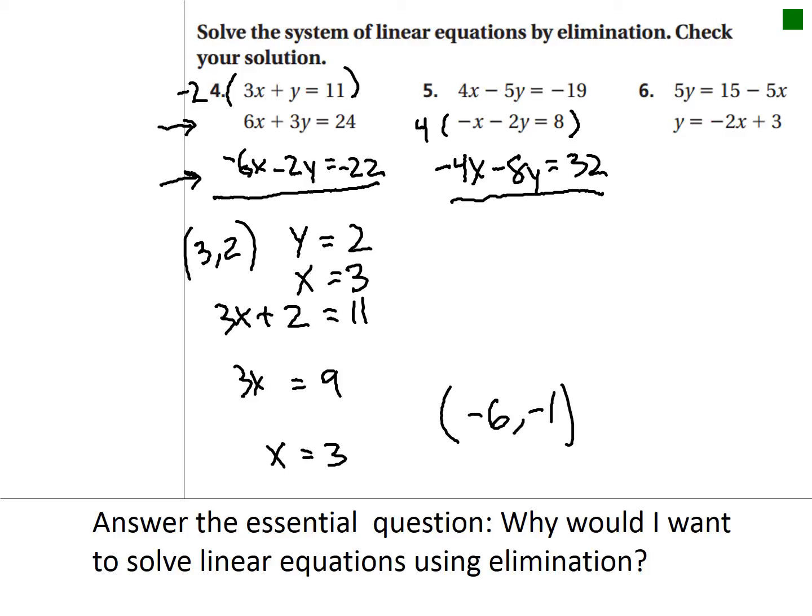If for some reason the point you found wasn't negative 6, negative 1, go back to this step and add these back together again. Be careful always with your integers. Right in here we have something that looks maybe like a negative 13. Did you get a 13 over here? You should have.